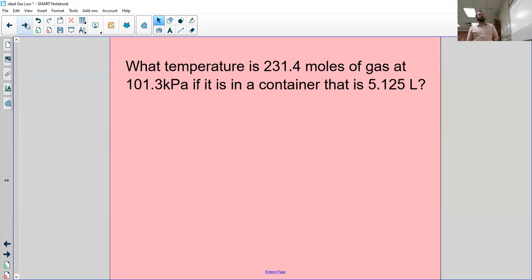And then also write this one down. What temperature is 231.4 moles of gas at 101.3 kilopascals if it is in a container that is 5.125 liters?